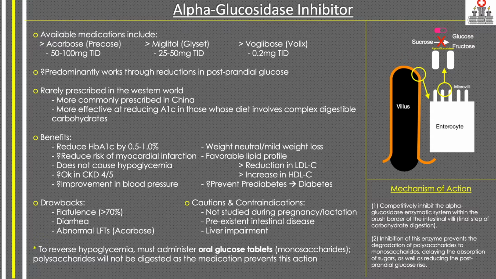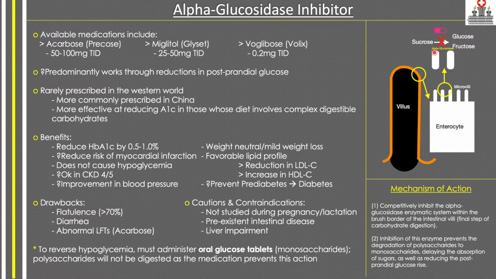So let's discuss first how this class of medication works. If we zoom in here, we see the villus, which is in the intestine. If we zoom in further, we have our microvilli, the brush border on the enterocytes, the gut cells. And at this brush border, we have the enzyme alpha-glucosidase, which breaks down complex carbohydrates, which we eat, into monosaccharides such as glucose and fructose.